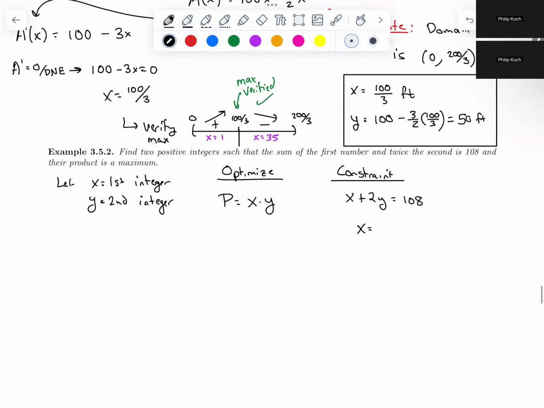So X is equal to 108 minus 2Y, and this allows me to take this, sure, we'll do a parallelogram, and plug it in for X. So now we get P of X.